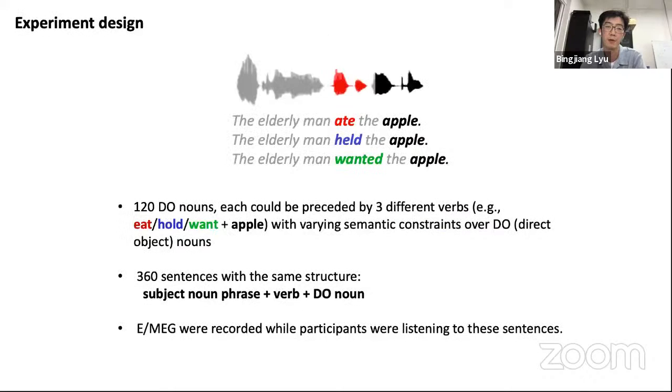So in this experiment, we selected 120 concrete nouns. Each could be preceded by 3 different verbs with varying semantic constraints, for example, eat, hold, and want. To create a more natural speech environment, we put each verb and noun pair after a very simple subject noun phrase, such as the older man ate the apple. We recorded the participants' brain activity while they were listening to these sentences.